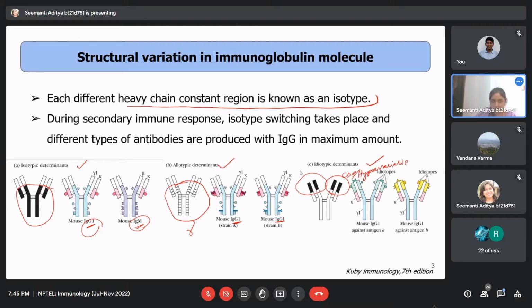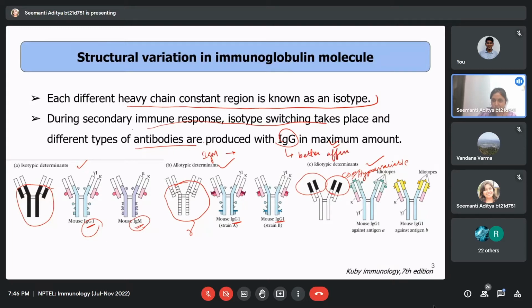of antigens. During secondary immune response, this isotype switching takes place at its maximum, and different types of antibodies are produced. Not only during secondary immune response, even during primary immune response as well, the first antibody that is synthesized is IgM type, and then it gets converted to different kinds of antibodies. But mostly during secondary immune response, IgG is in the maximum amount, because IgG has a better affinity to your antigen.